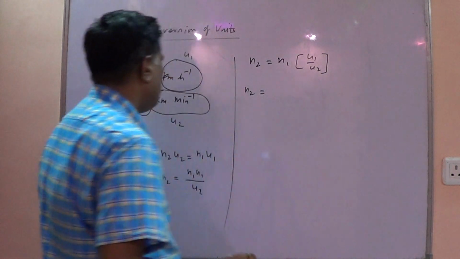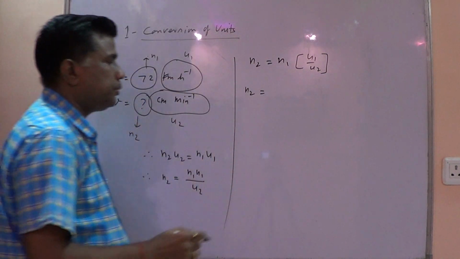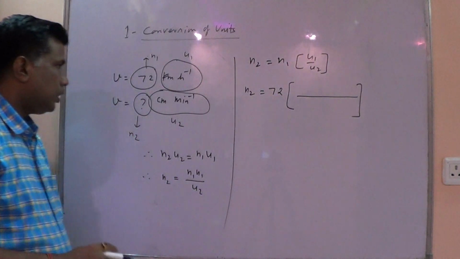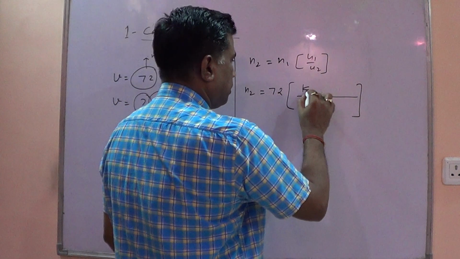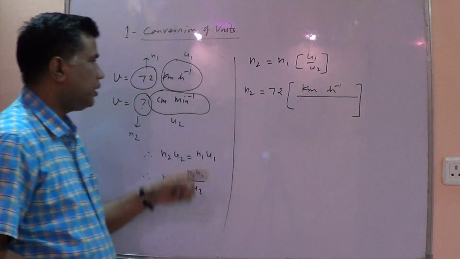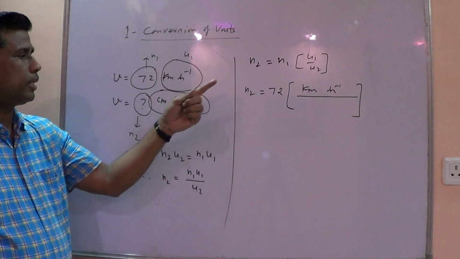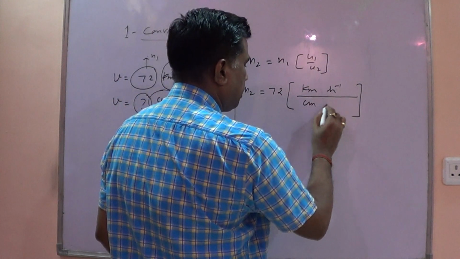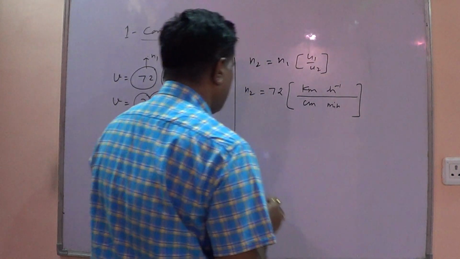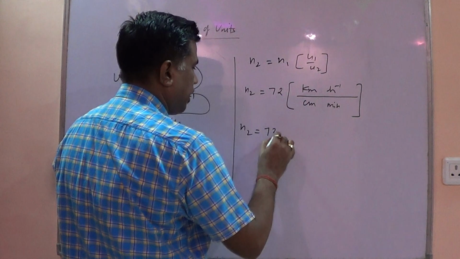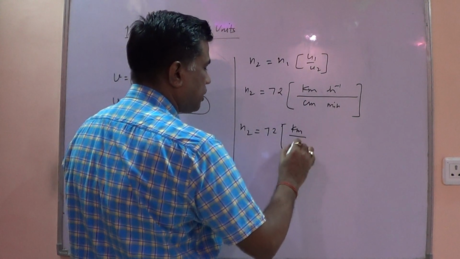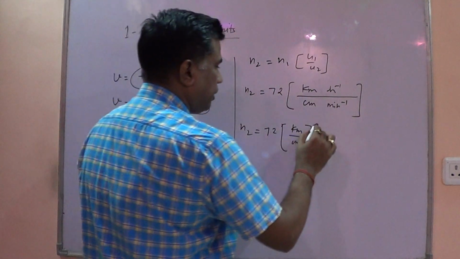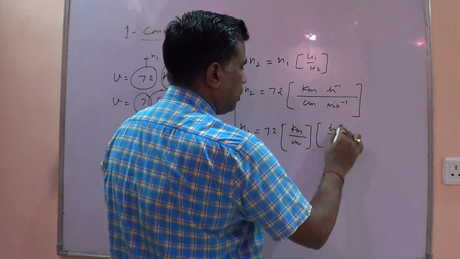See, n2 equal to n1, its value 72, and u1 by u2. u1 is kilometer per hour. So I can write kilometer per hour. See, once more. This is u1, kilometer per hour, and u2 is centimeter per minute. So we can write 72, this kilometer by centimeter, this per minute, and this hour by minute whole to the power minus 1.